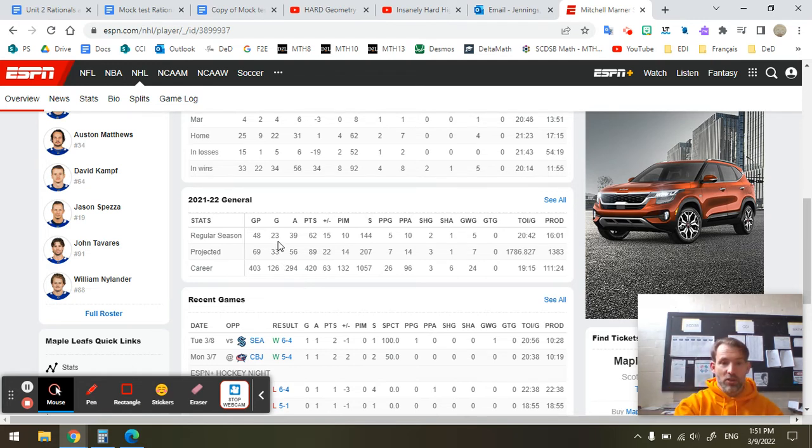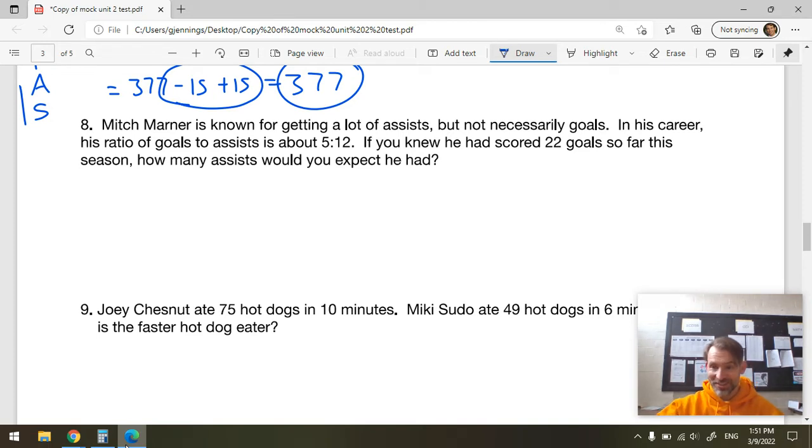This year, he has 23 goals and 39 assists. 23 goals. So he did score last night. Okay, when I created the test yesterday, he only had 22. All right. So anyway, let's go back to the question, Mr. Jennings. So we know that he gets more assists than he gets goals in a ratio of about 5 to 12. So if I said if he scored 1 goal, how many assists would he have?